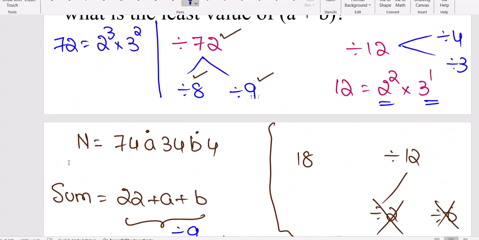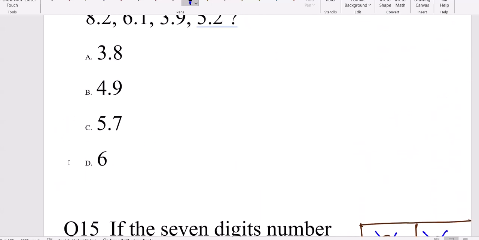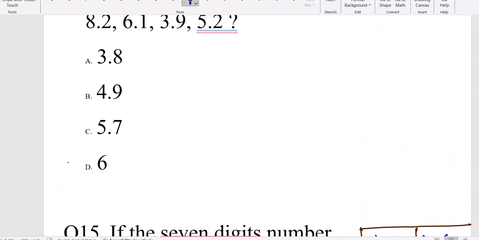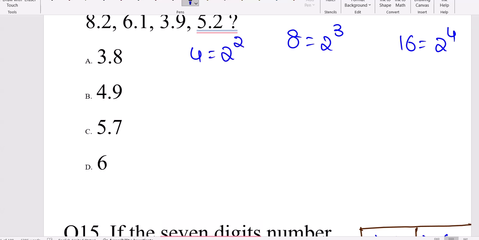Last 3 digits. 8 is again, very clear. Be clear with the concept. If you have a doubt, it's simple. 8 is nothing but 2 cube, so we have to check the last 3 digits. 16 is nothing but 2 power 4, so the last 4 digits. 4 is 2 square, so the last 2 digits. 2 is nothing but 2 power 1.